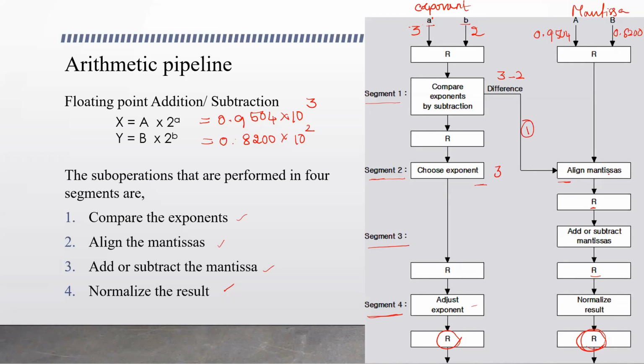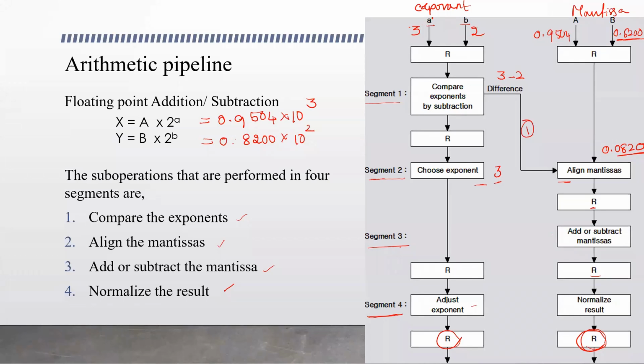And align the mantissas. Accordingly we need to align. So the mantissa part of Y, that is 0.8200, needs to be shifted right. So this becomes 0.0820 into 10 power 3. Only the mantissa part is considered here. And the exponent chosen is 3.